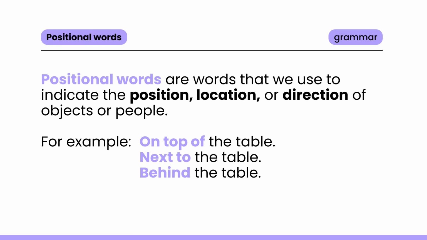Alright, so just as a refresher of the previous lesson, we learned that positional words are words that we use to indicate the position, location, or direction of objects or people. For example, in English, we have on top of the table, next to the table, and behind the table. Some of the positional words that we already learned were encima de, dentro de, and delante de, and so forth. In today's lesson, we will go over the other positional words that we have left.